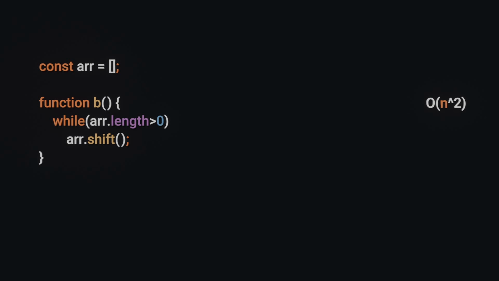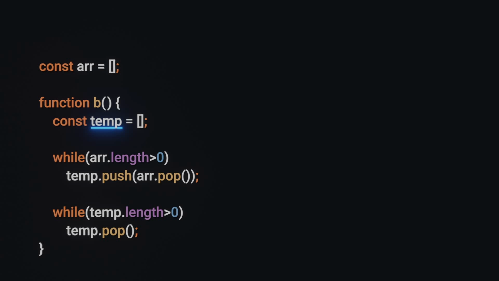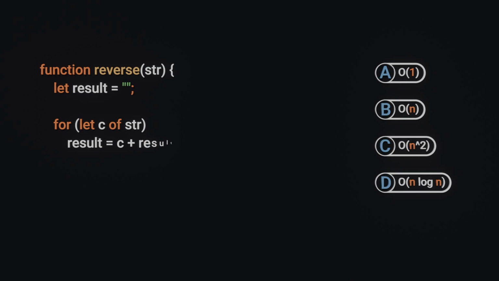Can we improve this function? Absolutely. And here's a simple solution. So I've created a temp array to store the reversed items. The push and pop methods both run in constant time, and the two while loops are linear. So this function does the exact same thing, but it runs in linear time complexity. Let's take a look at another example.